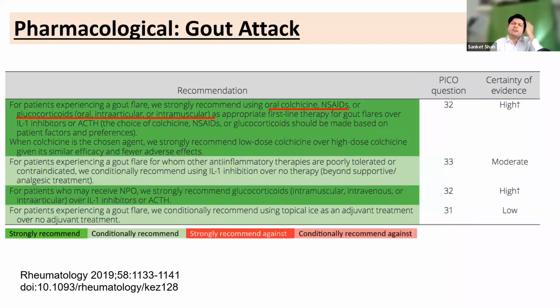So when there is a gout episode, what you treat with: NSAIDs, colchicine, or glucocorticoids, which can be oral, intraarticular, or intramuscular.